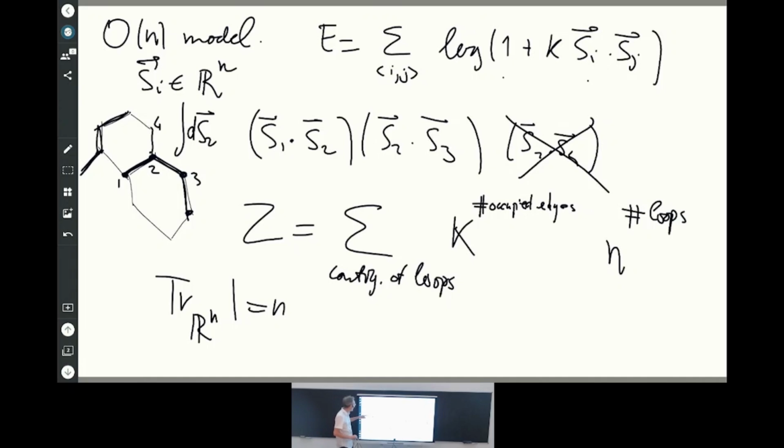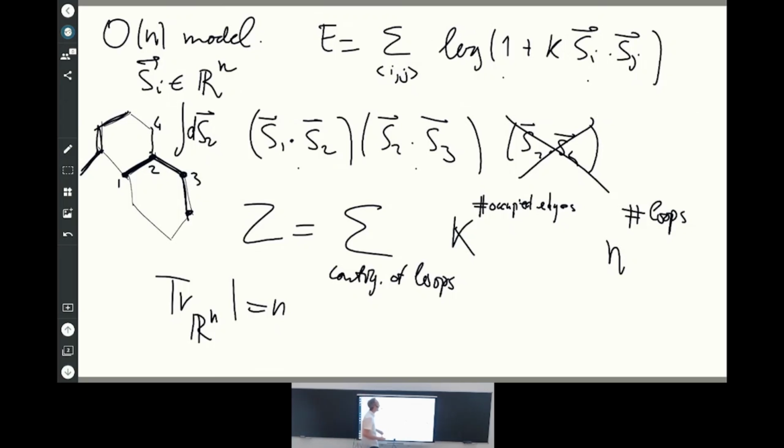Can a bond be shared by two loops? Well, I think by convention that's forbidden. For us, the meaning of a bond is just that these terms are present. So I draw a bond between 1 and 2 if I have this term in my path integral, S1 scalar S2. And you cannot have it squared?